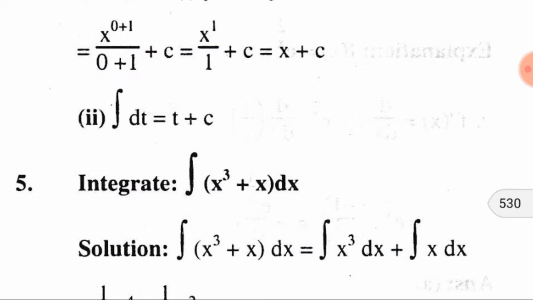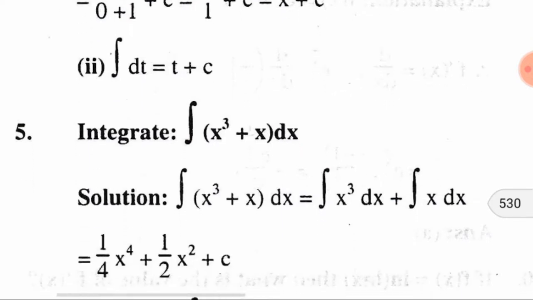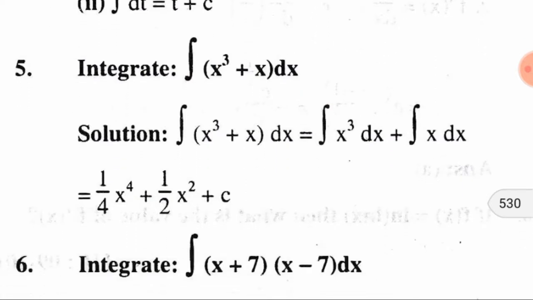Problem number 5. Here it is given that integration of x cubed plus x dx. Since we know that integration is linear, we can put the integration sign with both terms of the given expression. Then we can write integration of x cubed dx plus integration of x dx. And proceeding in a similar way, as above, you can find 1 by 4 x to the power 4 plus half x squared plus c.